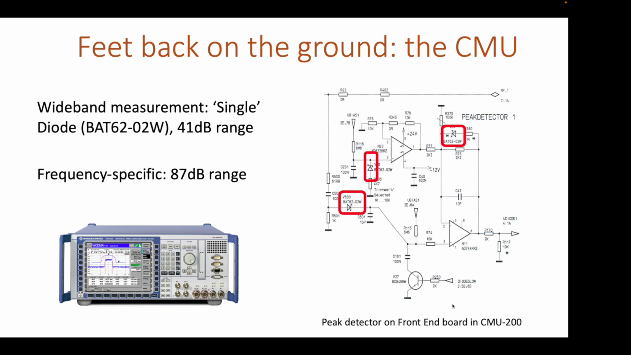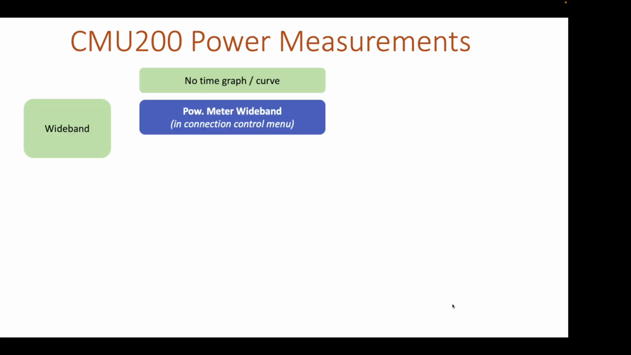Now, how is the power meter being implemented? It took me a little bit of time to really fully understand it. So let me try to plot it out for you. First of all, there's something called the power meter wideband, and that is something we see in the connection control menu. It also has a bar graph function with it, and that is really a wideband power meter based on the diode setting.